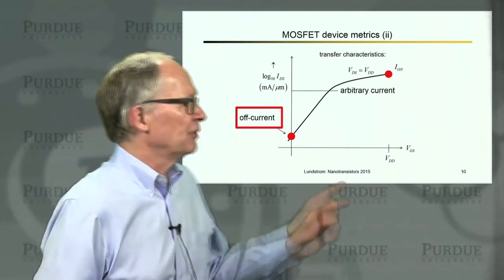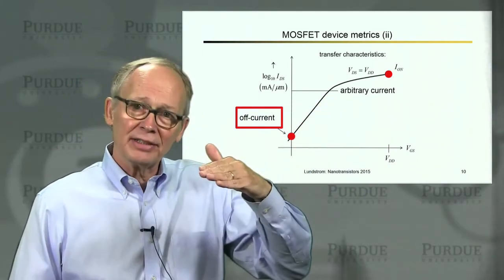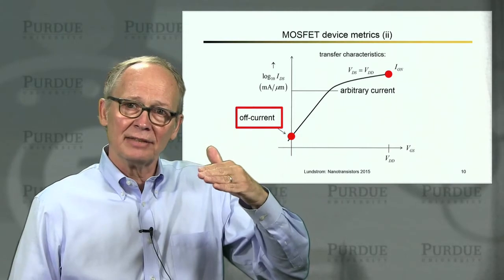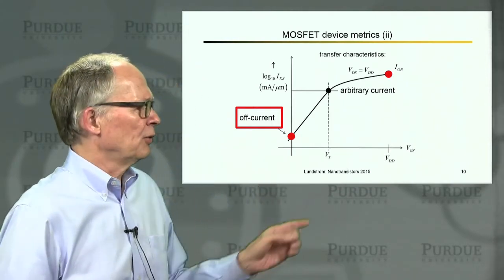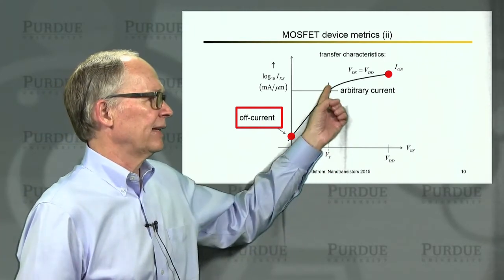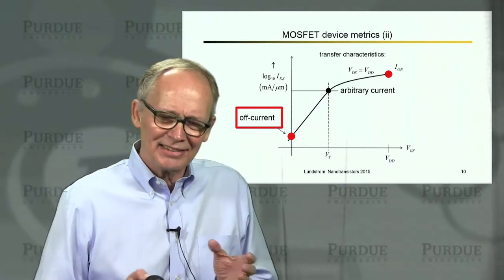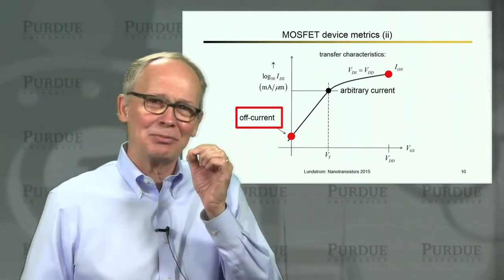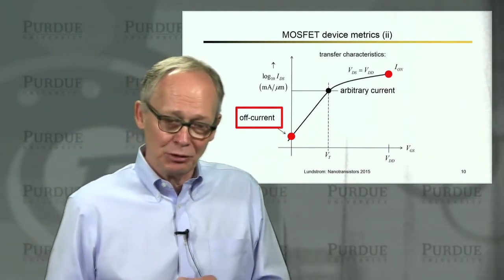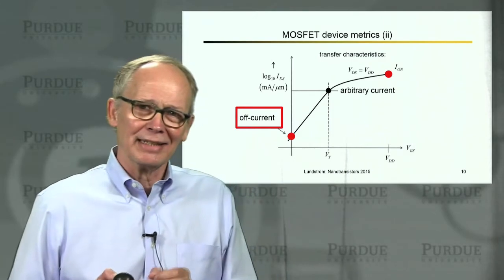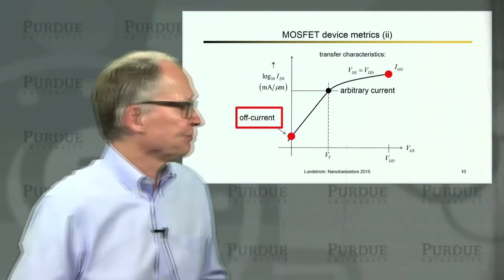Now, I might define an arbitrary current. Some current here that I'll say when the current is bigger than this arbitrary current, the transistor is on. When it's less than that current, the transistor is off. So my threshold voltage is going to be when I hit that arbitrarily defined current. Different people will define it in different ways. It's just another indication that VT is not a precise number. If you're comparing VTs with some other lab or some other group, you have to be sure that you understand how each of you is defining threshold voltage, because it might not be the same.